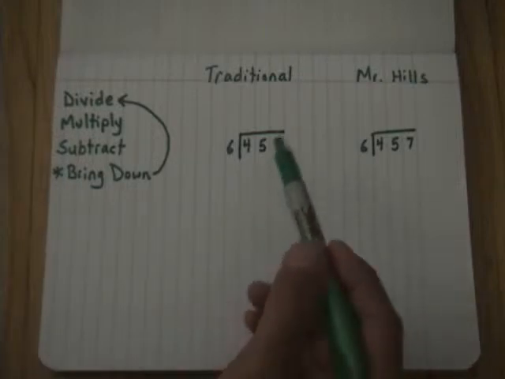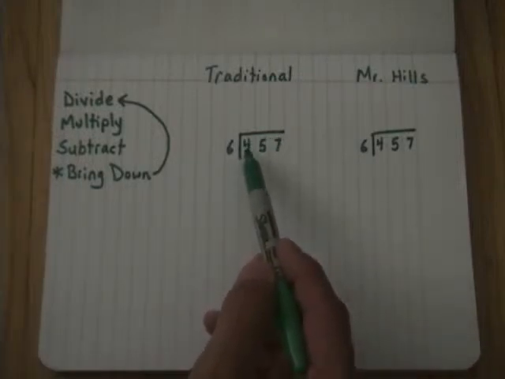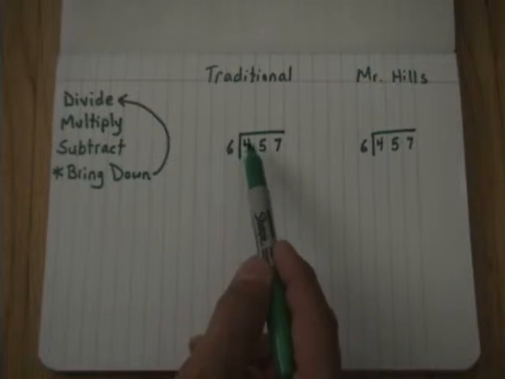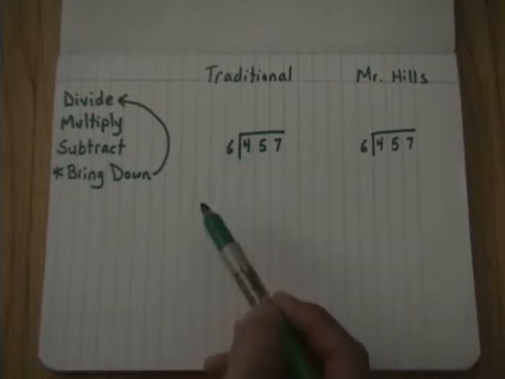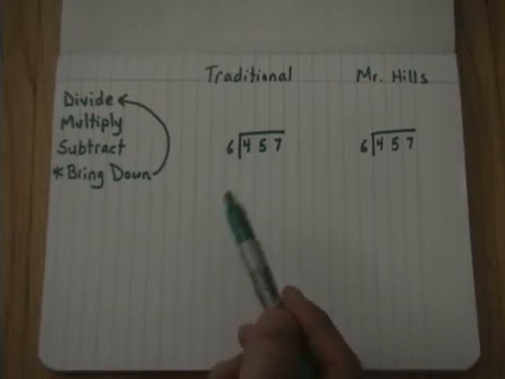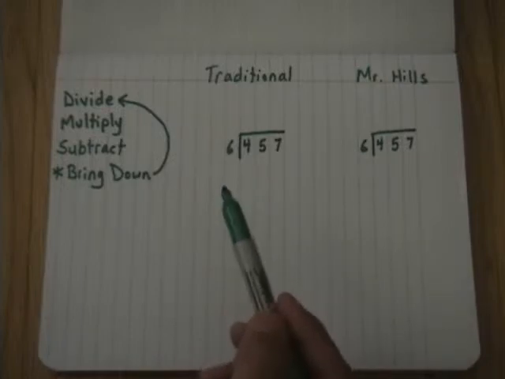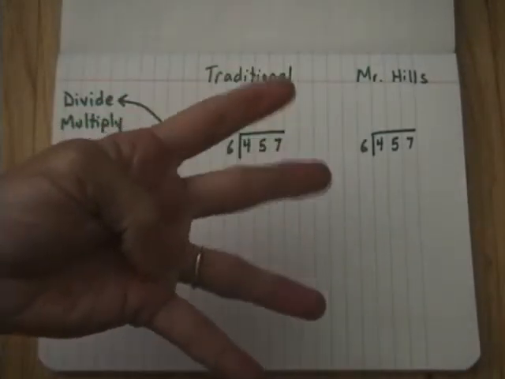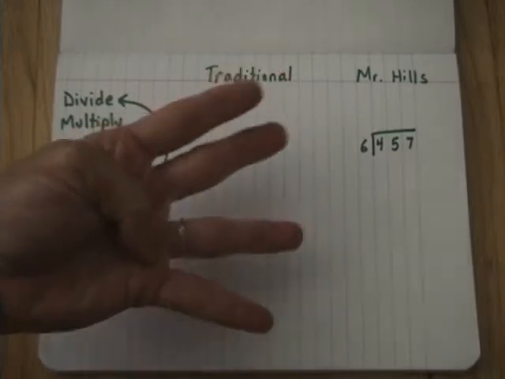We're going to divide into the first digit here, which is kind of a cheat. We're going to treat it like just a 4 here. It is a 4, but it's really part of this bigger number, which is 457. We're going to ask ourselves, how many groups of 6 can I get out of 4? You can see with 4, I can't get a group of 6 out of there because there's only 4.